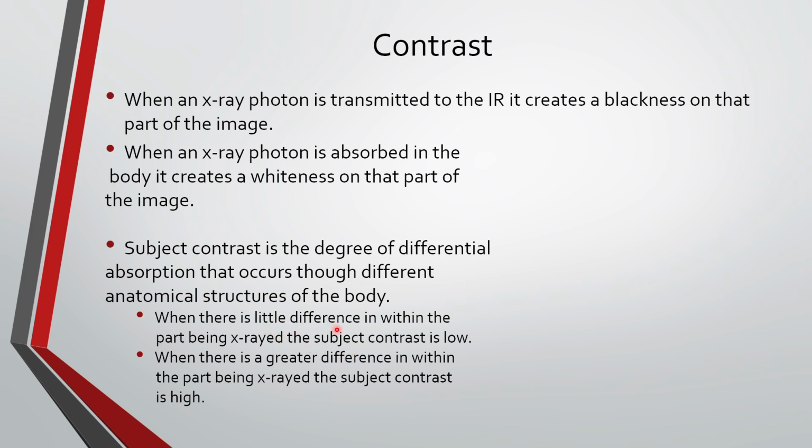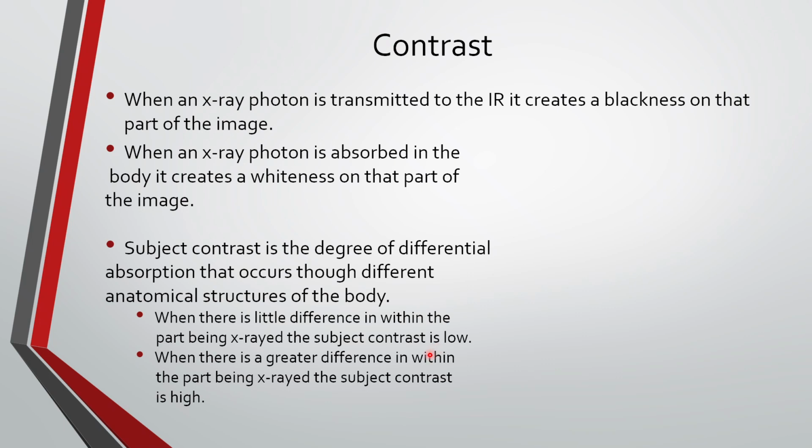When there is little difference within the part being x-rayed, the subject contrast is low. So when there's very little difference in the differential absorption of the parts being x-rayed, the subject contrast is said to be low. When there is a greater difference within the part being x-rayed, the subject contrast is high. So subject contrast is the contrast of the part, and how differential absorption occurs through that part differently. An abdomen is a low contrast area because the organs, the muscle, and all that have close densities and Z numbers. So it's a low contrast part.